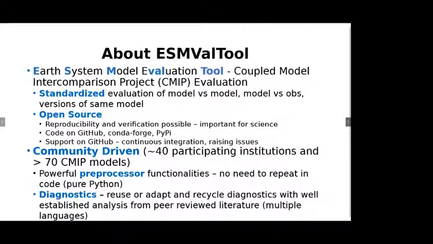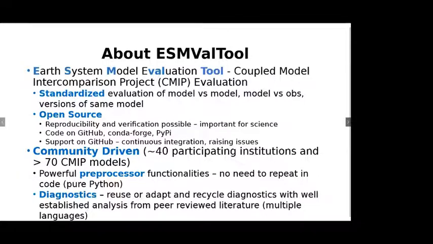So, a few words about ESMValTool, which is a diagnostics and metrics package that compares your favorite CMIP models with other CMIP models, or models with observational data, or even CMIP models with different versions. So if you want to get these comparisons done, you use the ESMValTool, which uses scientific, peer-reviewed and published diagnostics.